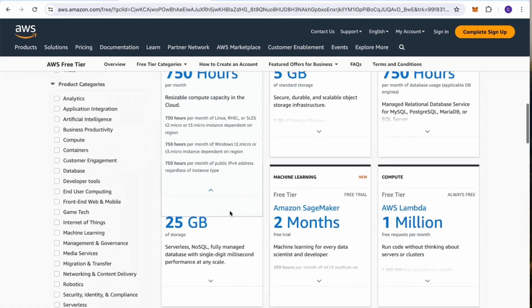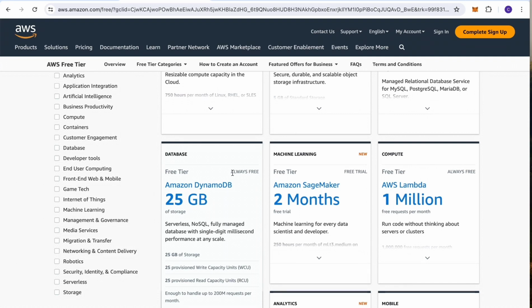Now for always free, what always free means is that even after the 12 months, you will still enjoy 25 gig worth of storage for DynamoDB. You will be charged anything above the 25 gig. So if you don't go above the 25 gig, you will still enjoy it for free, even though your free plan has expired. That is what it means.